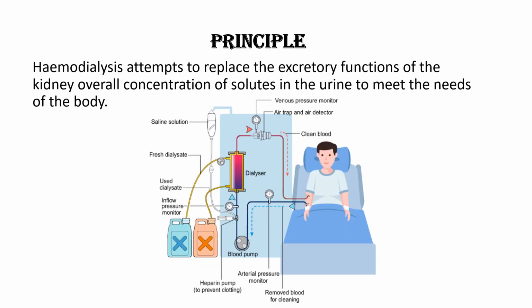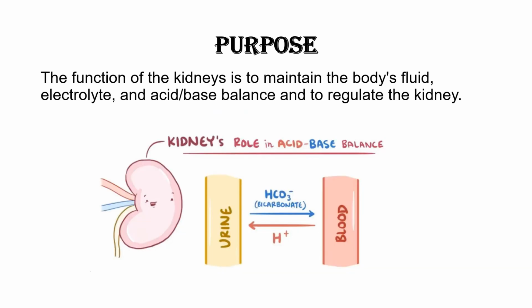Apart from this, it also replaces the excretory function of the kidney, adjusting the overall concentration of solutes in the urine to meet the needs of the body. The main purpose is not alone removing the waste products, but also, the function of the kidney is to maintain body fluid, electrolyte balance, acid base balance, and also to regulate the kidney functions.